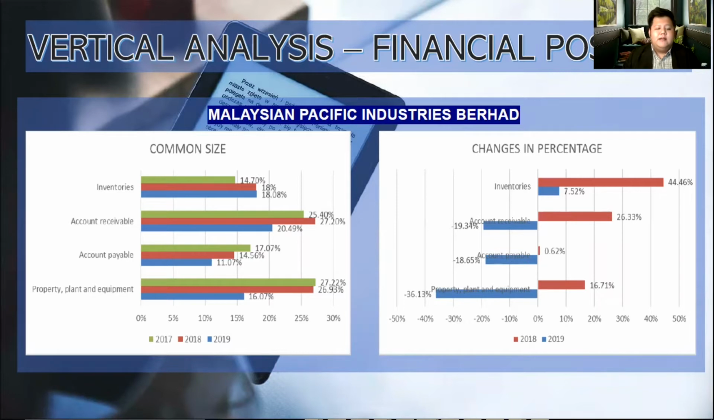You can see below, the property, plant and equipment for MPI Berhad has decreased from the year 2017 until 2019. So this shows this company does not hold its non-liquid assets for too long. It is not good for the company because this is a non-liquid asset that we cannot liquidate in a short time. So next we go for account payable.